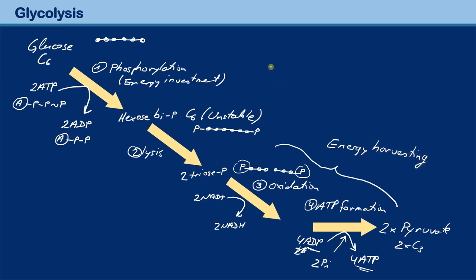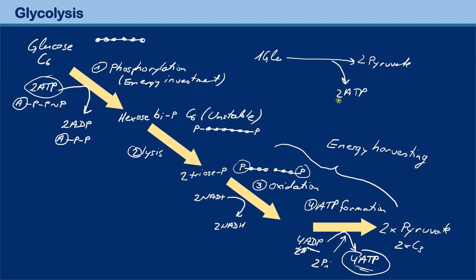And overall we have the following situation. We have 1 glucose, and what we're making is 2 pyruvate. We're gaining 2 ATPs. We're making 4 here at the end, but we've invested 2 over here, so that means we have a net gain of 2 ATPs. And what we also have is we are making 2 NADH. So that's where our energy is.